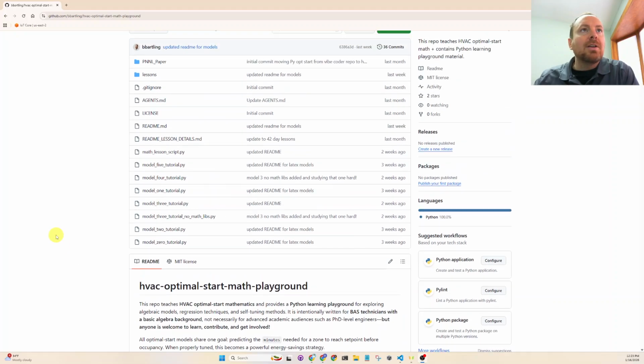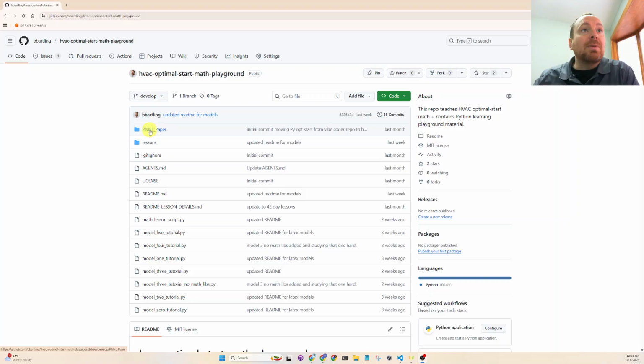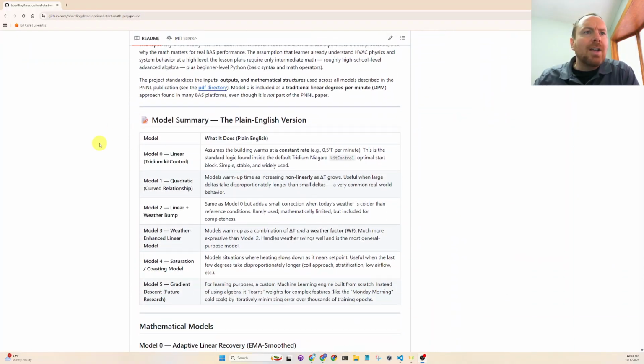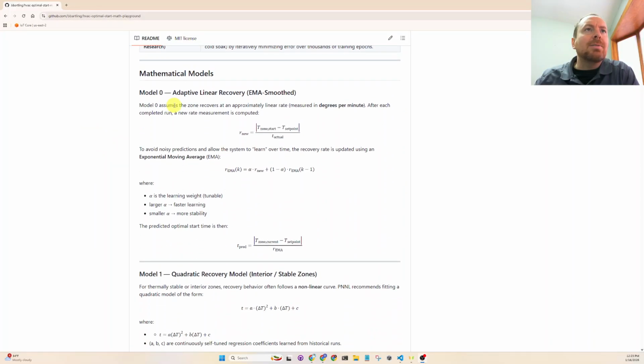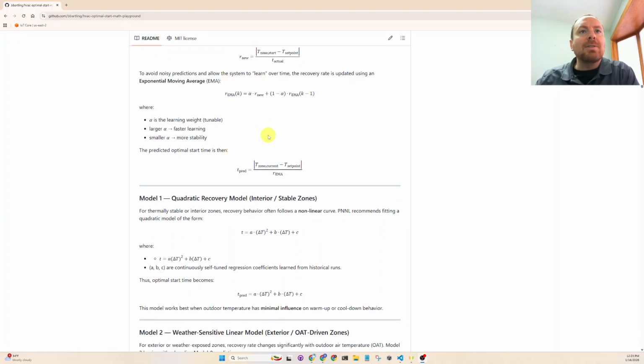And there's a paper in here by the Pacific Northwest National Labs. These are the models that we've been going off of, and then we've been studying model 0, which is just a typical model. That's just a degree per minute, a linear model. Probably most common in building automation.